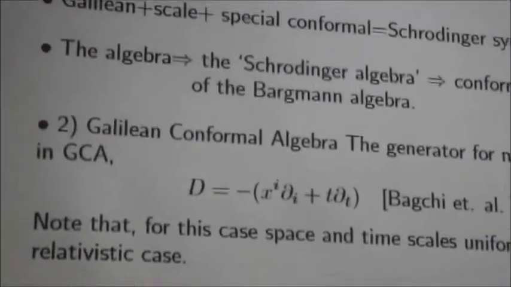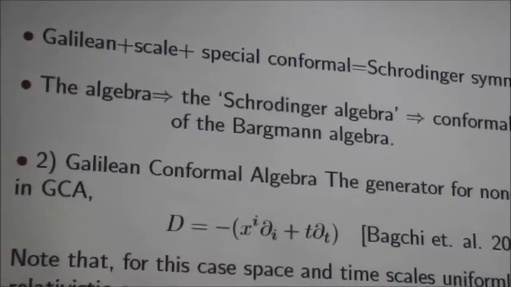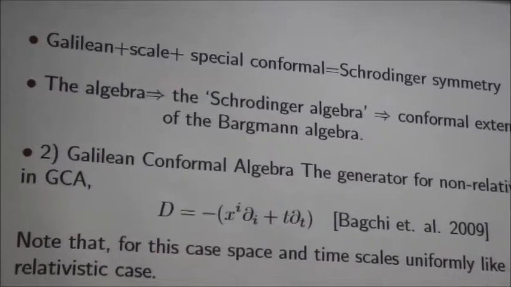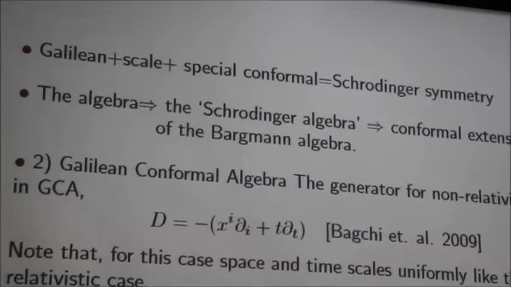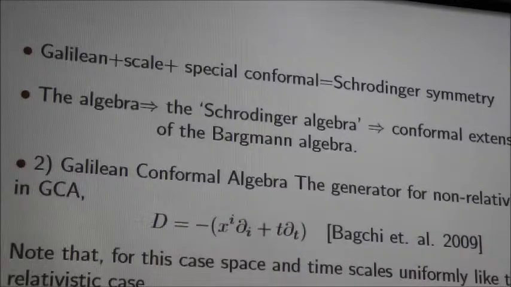If I consider Galilean plus scale and special conformal transformation, that gives a total symmetry group, which is known as the proper conformal group. The algebra corresponding to this is known as the Schrödinger algebra, which is actually a conformal extension of the Bargmann algebra. The Bargmann algebra has already been discussed by my supervisor, and the Bargmann algebra is the central extension of the Galilean algebra.